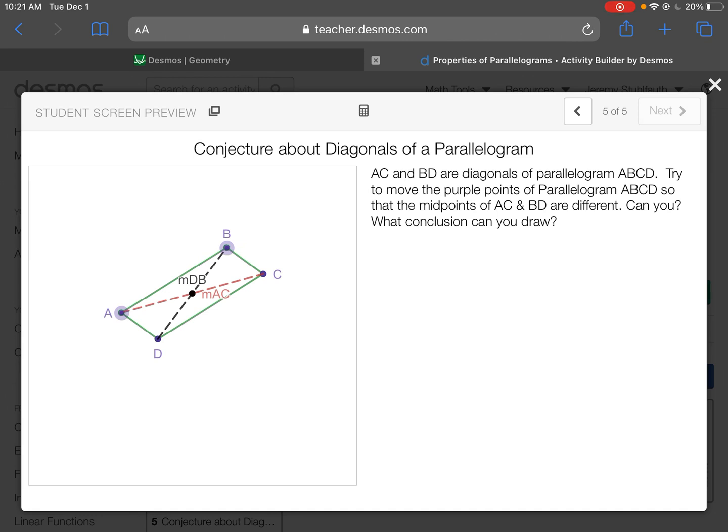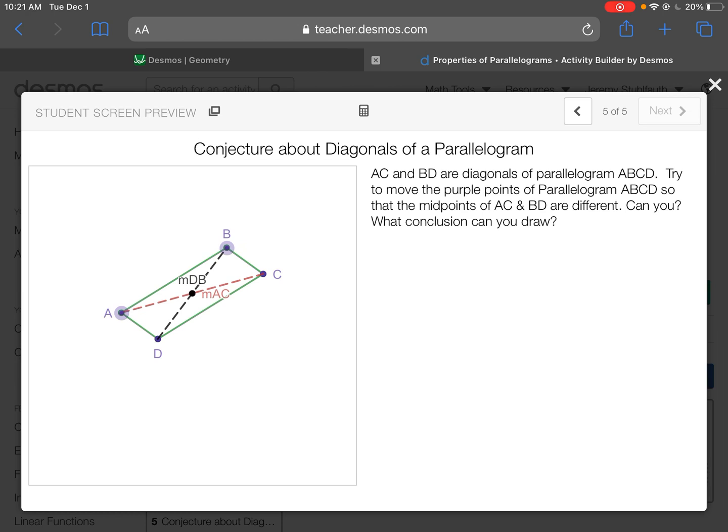So if you're looking at this right now, the black point in the middle represents the midpoint of DB and the midpoint of AC. Right now, you can see that the red diagonal and the black diagonal intersect at the midpoint. If they intersect at the midpoint, that means that point bisects each of those diagonals. So I'm going to change this parallelogram.